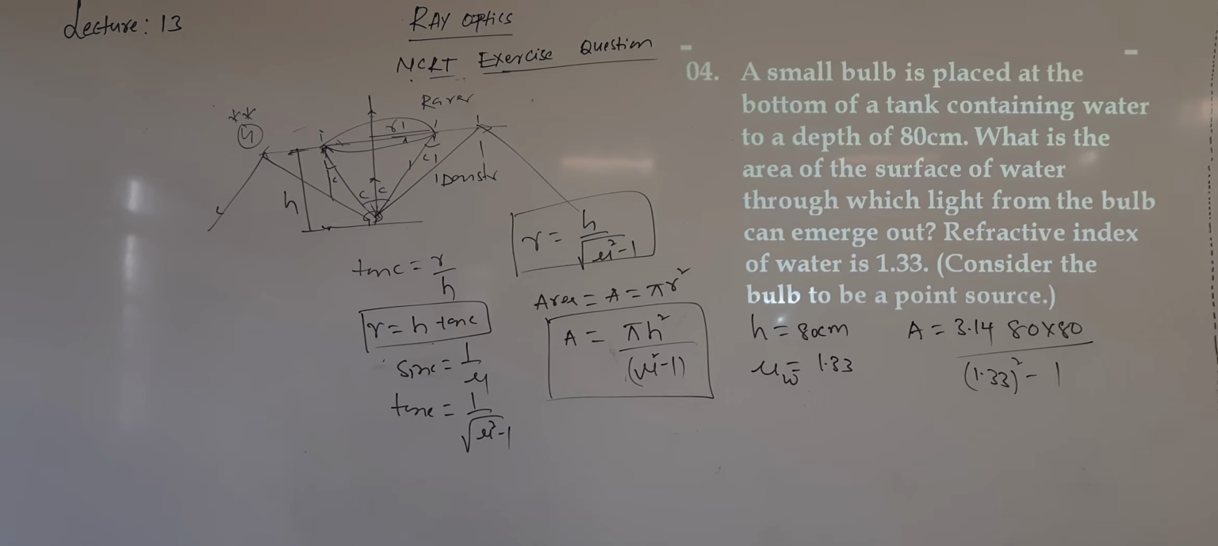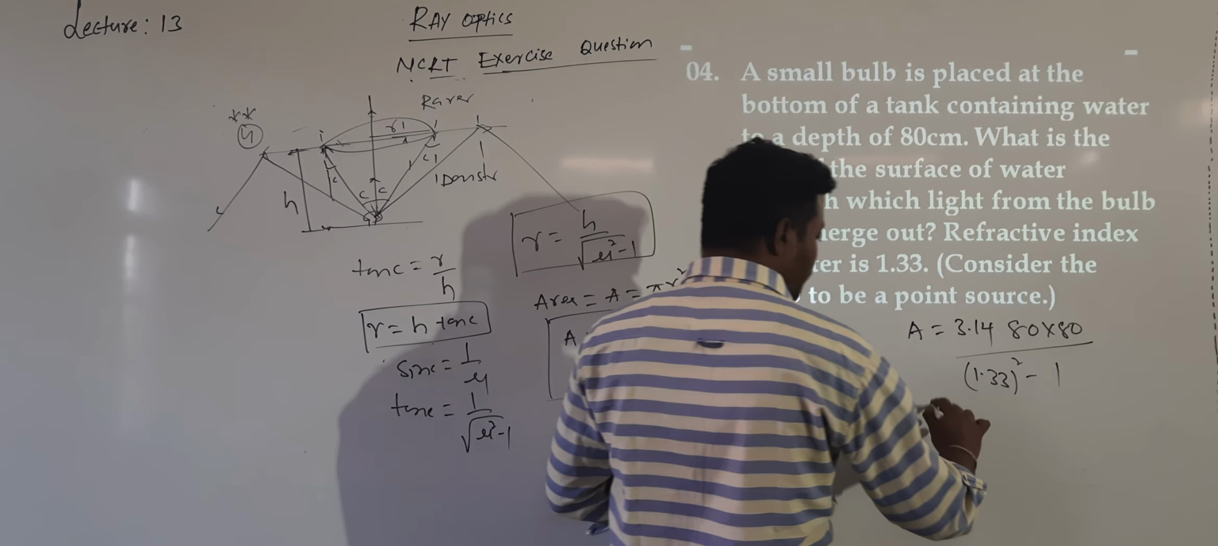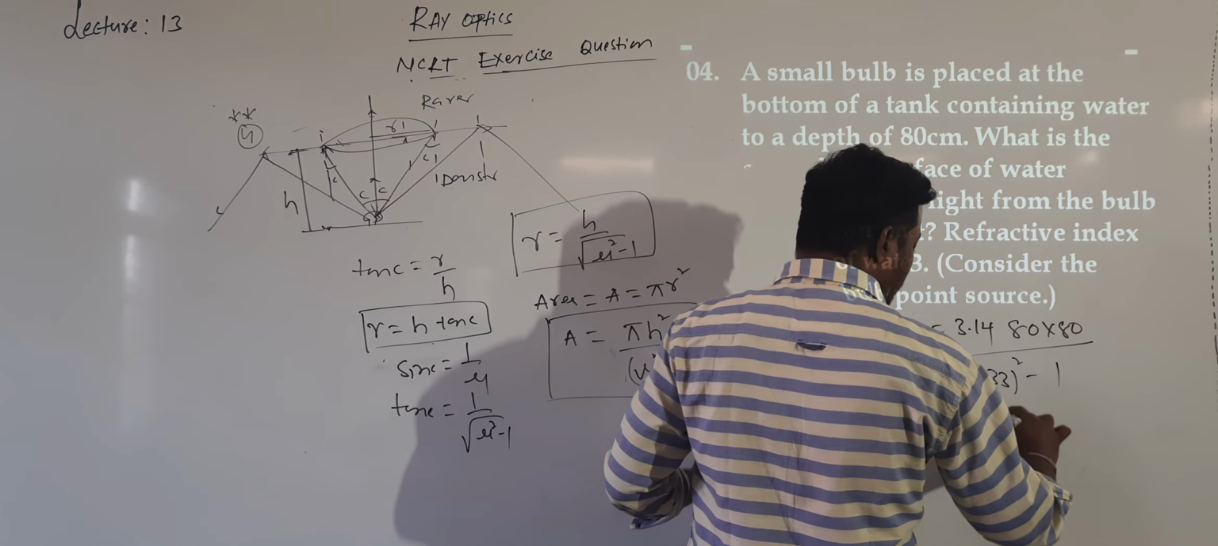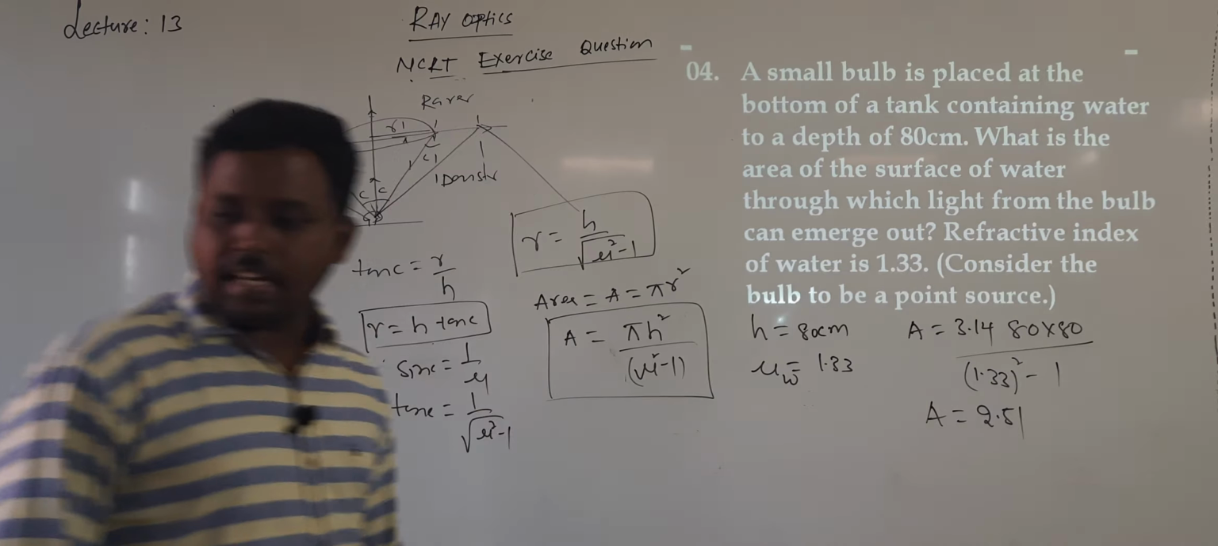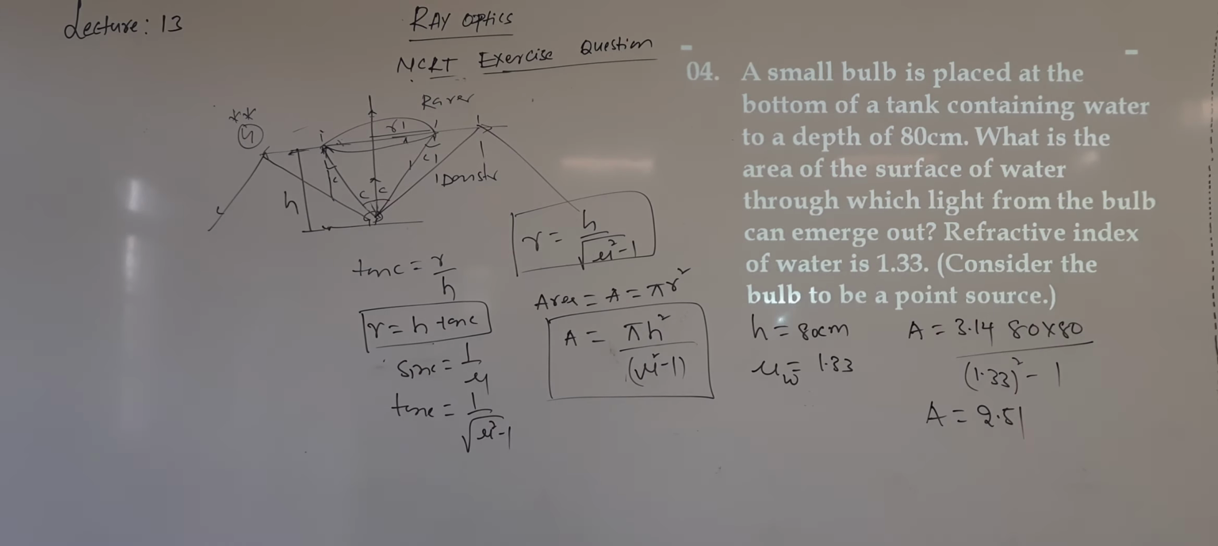After substitution of values, they are asking us to calculate the area value. Using a calculator, because we need to calculate all the values, the area comes to 2.51 meter square.